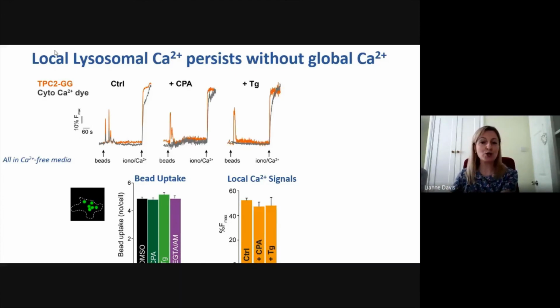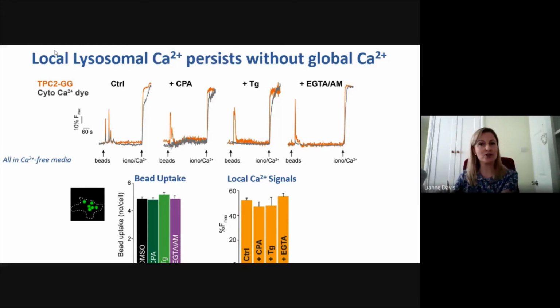Crucially, the local TPC2 GG response remained even when the global signal was eliminated by pre-depleting the ER with thapsigargin or CPA. In a similar way, the local TPC2 GG response persisted in cells loaded with cytosolic EGTA, which suppressed the global signal.